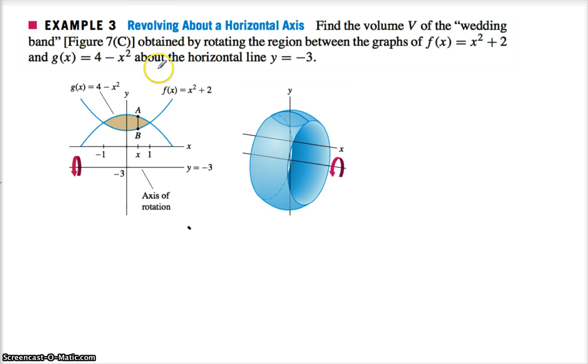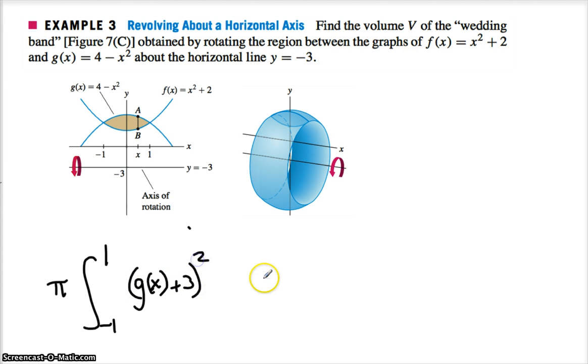We're still going to have the pi here, and we're going from, in this example, -1 to 1. So g of x is above f of x. When you spin it around y equals -3, the radius is not just going to be g of x, it's going to have an additional 3 units because this line is 3 units below the x-axis. So it'll be g of x plus an additional 3 units. This will be the radius, and you have to square that.